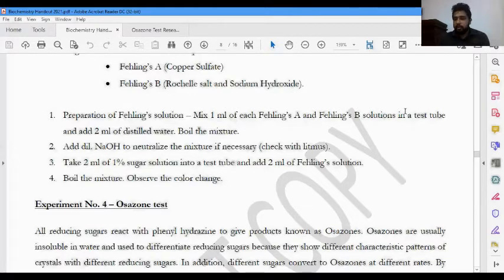Then what is the final observation? What will be the final observation in Fehling's test? You know that. You will observe a series of color changes: first blue color, then green, yellow, orange, and finally you will observe a brick red precipitate if the sugar solution contains reducing sugars. That is the principle of this test.